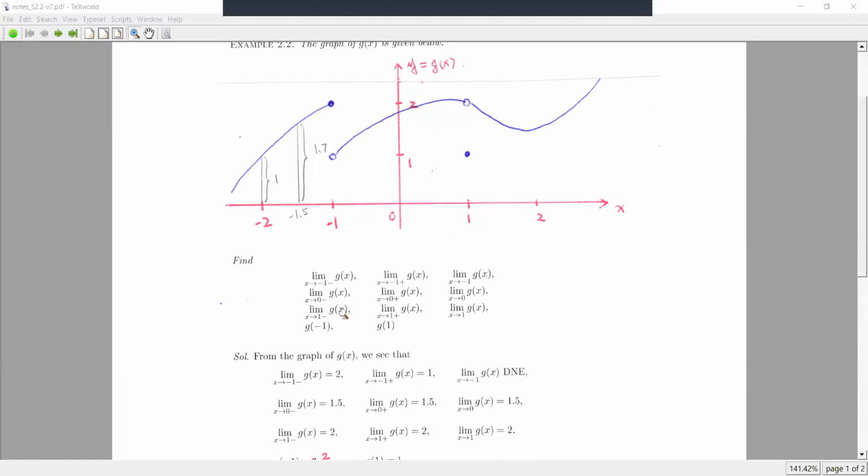What number will the function approach? X approaches 1 from the left side. The graph of the function approaches this open dot. This open dot, the height is 2. So this limit is 2.